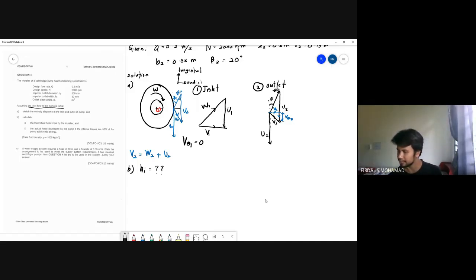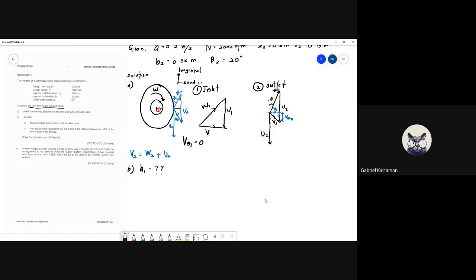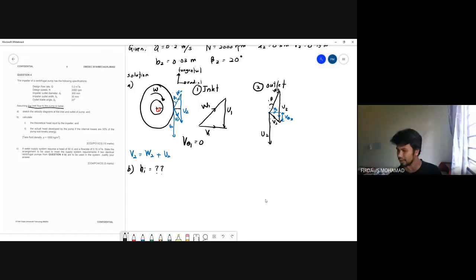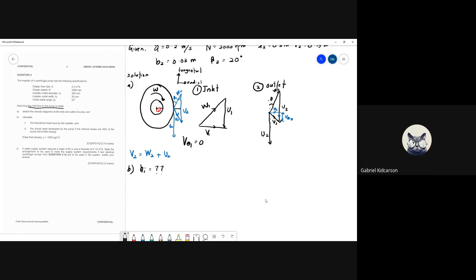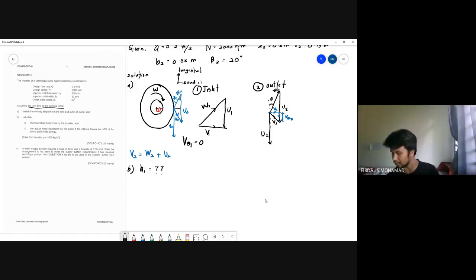Ada siapa dah buat? Pakai equation je. Question mana? Yang U2 squared over G tolak U2 cotangent beta. Okay, so kita ada dua, betul tu.